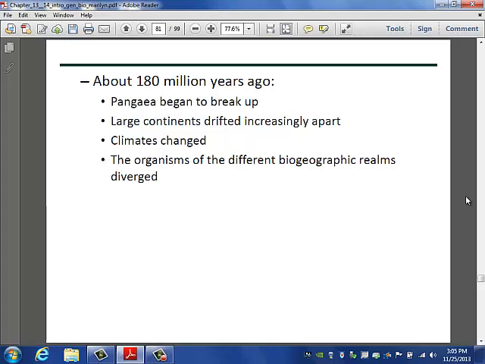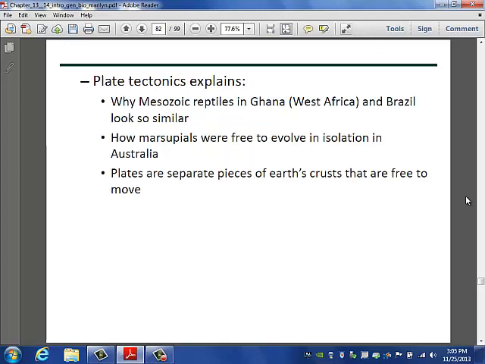So, we know that climates change, and do change depending on where we are on the Earth. Organisms in the different biological realms change because they utilize what? Or can utilize the food source in a different area in those environments. So plate tectonics explain why Mesozoic reptiles in Ghana, in West Africa, and in Brazil look so familiar. Because at one point, maybe what? They were right next to each other and that got separated.